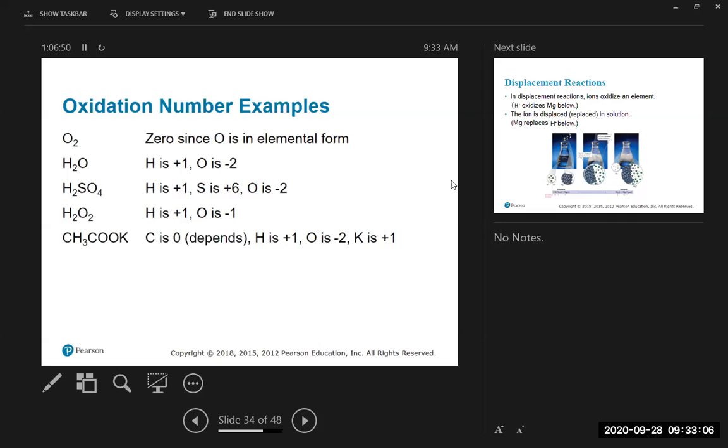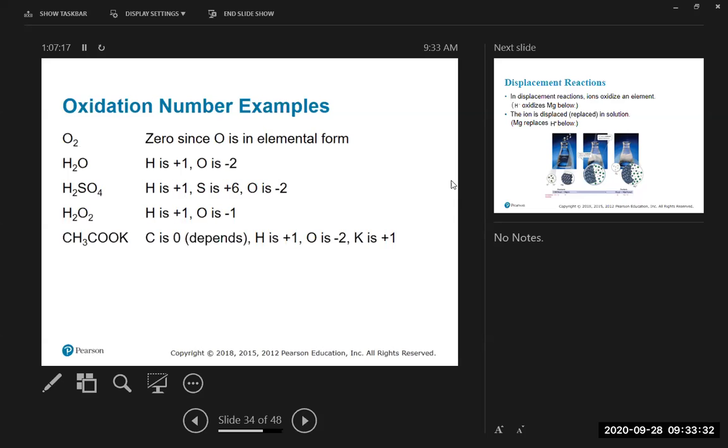H2SO4, sulfuric acid. Once again, we know that hydrogen is usually +1, and we have 2 of those. We know that oxygen is usually -2, and we've got 4 of those. So -2 times 4 is -8. We have +2 from the hydrogen, so that leaves 6. It's a neutral molecule.